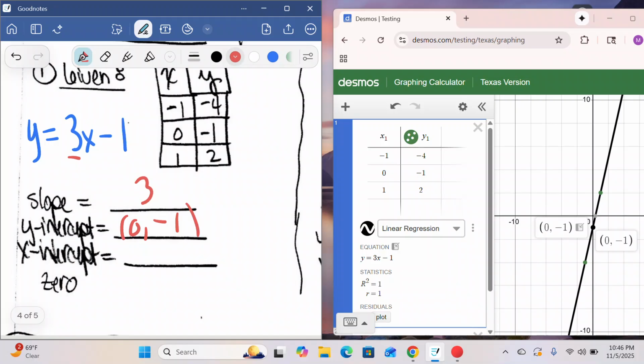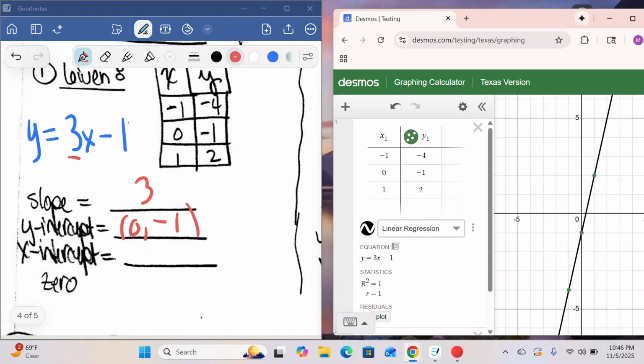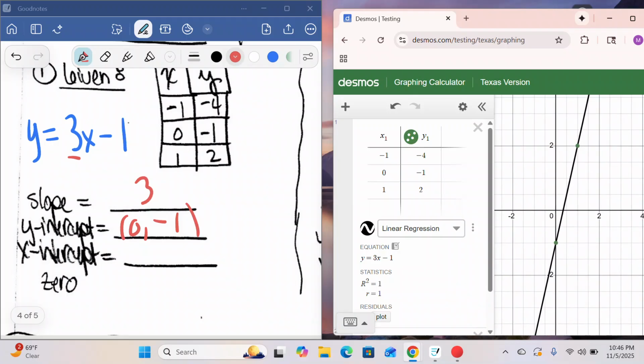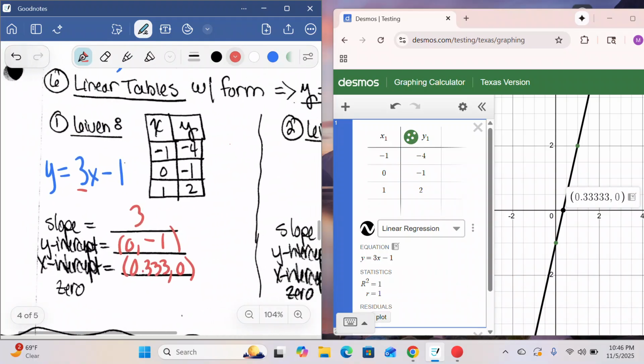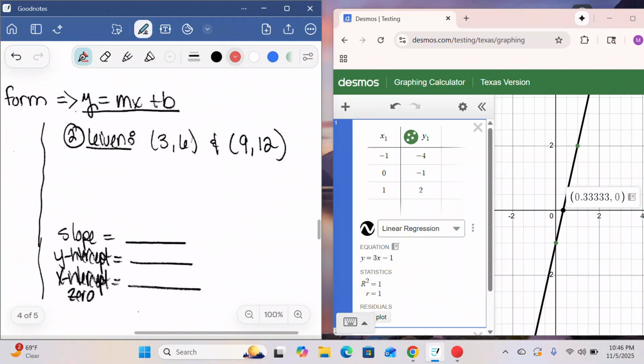Then I want to find my x-intercept, and I don't see it that well. I can always enlarge my screen. I click on it, and there is my x-intercept, (0.333, 0). So just by understanding how to put the table into Desmos, Desmos does all the work for you. So that is one. Let me give you another one. Oh, look at this one.